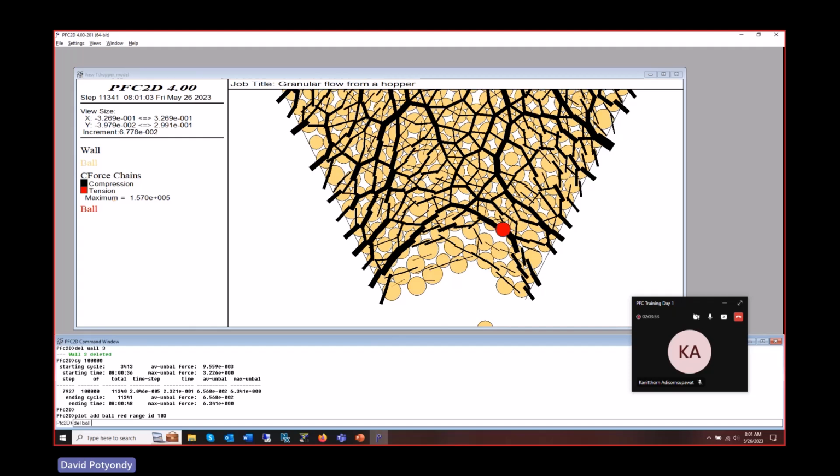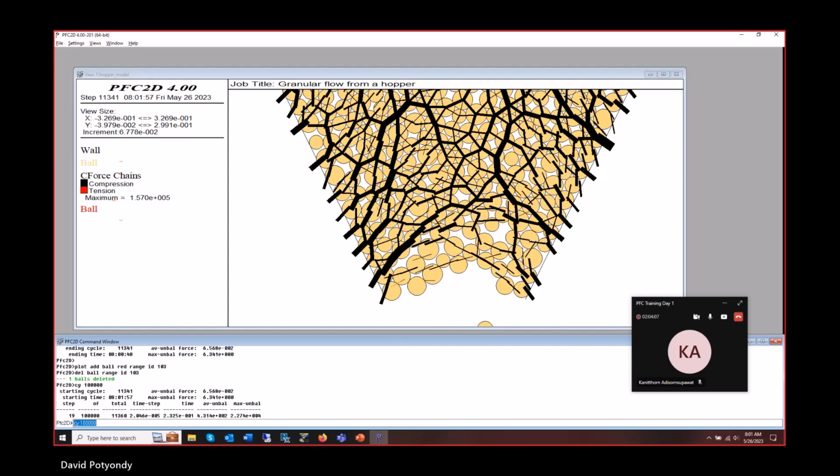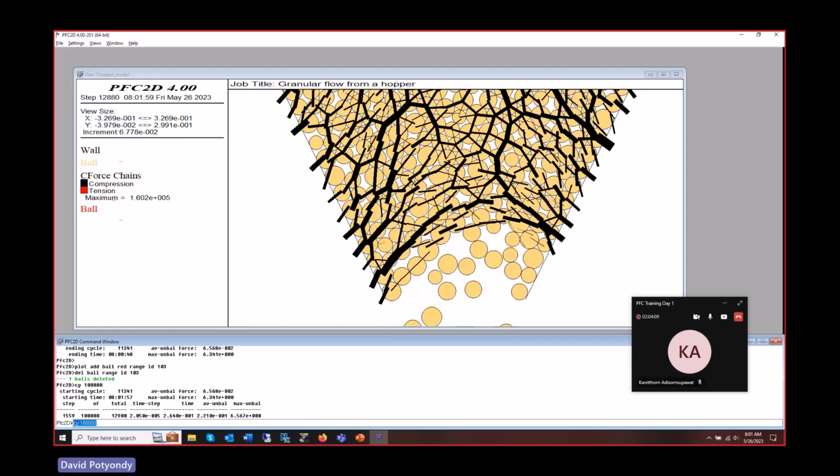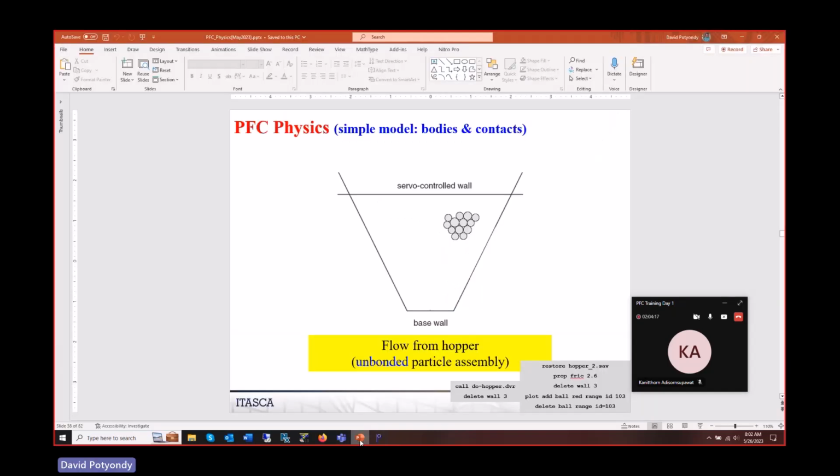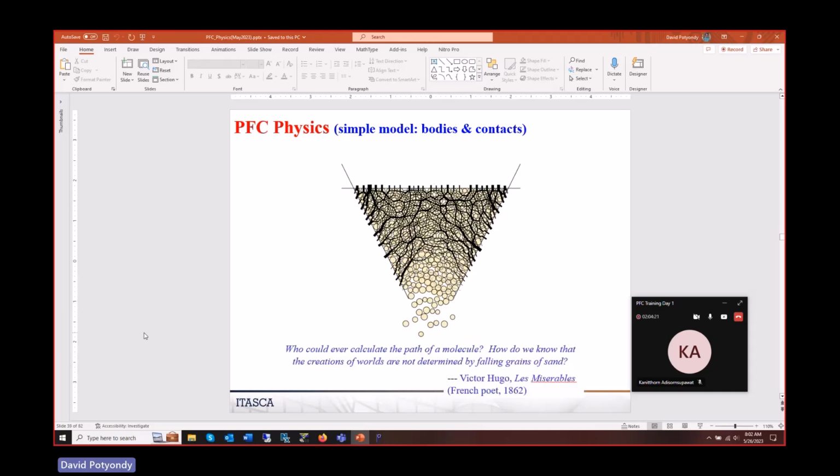So I'm going to say delete ball, range ID 103. Watch, look at that red ball. Boom. We deleted it. We're out of equilibrium. Now we're going to cycle. Oh, is it going to lock up? Oh, it locked up again. But again, you get the idea. We can change anything at any time in these systems. All right, so that gives us that concept.